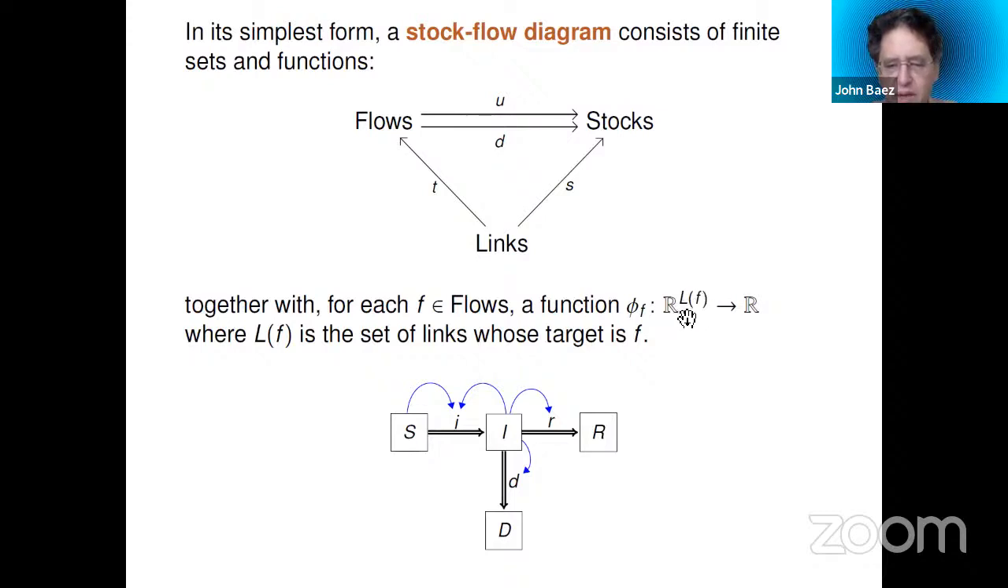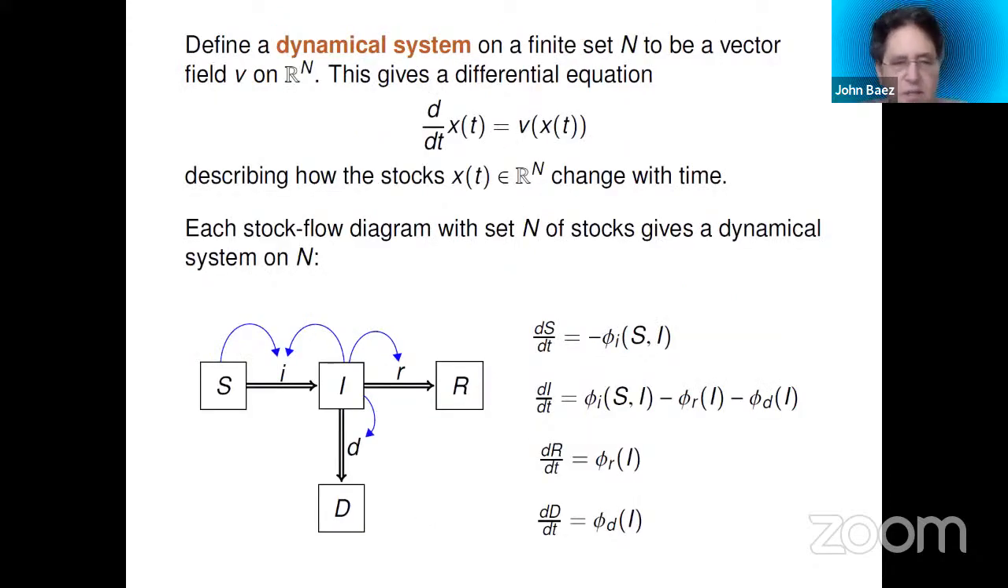And what are those real variables? There's one for each link whose target is f. So here, for example, we'd have a function from R squared to R, but the two numbers in the R squared would be the number of susceptible people and then the infected people, and then phi sub f would be some function you pick to describe the rate of infection as a function of those two variables. So there's a way to get a dynamical system from those.